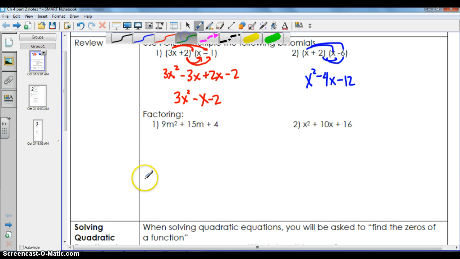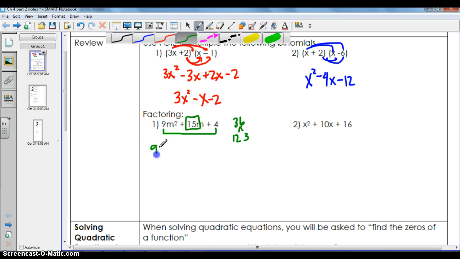All right, so factoring. Always start with pulling out the greatest common factor. So 9, 15, and 4, there's nothing I could pull out of each of those. So I have a number in front, which means I'm going to take my first term times my last term. And I'm going to come up with the factors of 36 to replace the 15m with. So think about the factors of 36 that add to get 15, and that would be 12 and 3.